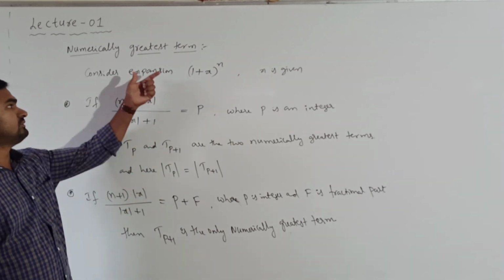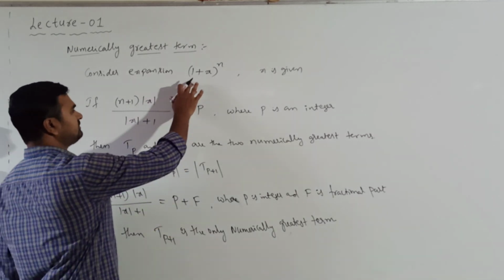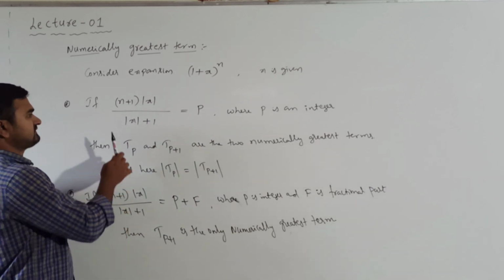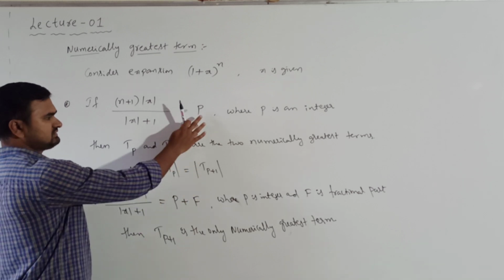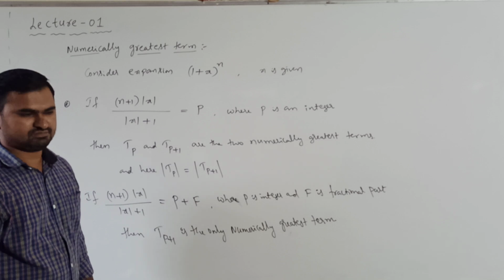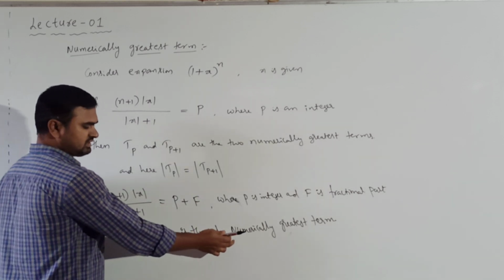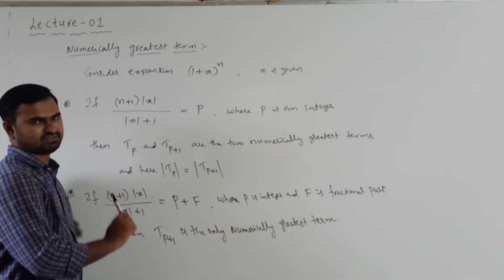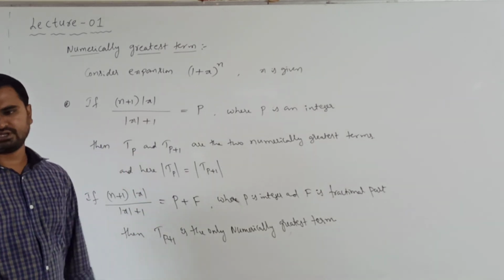So we are having only one numerically greatest term, and which is taken as t_(p+1). So the numerically greatest term in a given expansion in the form (1 + x)^n depends on this ratio. Okay, so find this value (n + 1)|x| / (|x| + 1). If it is directly an integer, we have two numerically greatest terms. If it is an integer plus a fractional value, we are having only one numerically greatest term, which is given by t_(p+1). So this is formula based, we have to remember this. Okay.